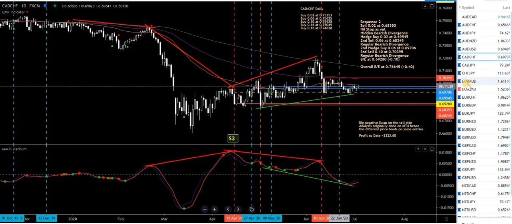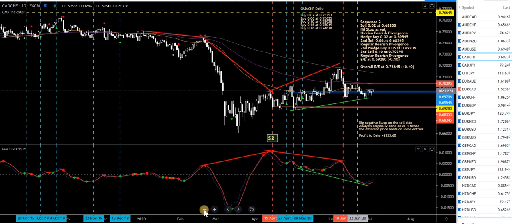All right, CAD Swiss. Now I'm going to have to shorten this a bit. This is one of my problem pairs. I'm in 5 buy trades from back here. I haven't drawn the horizontal lines in because it just clutters up my chart too much. So 5 buys, they got away from me.